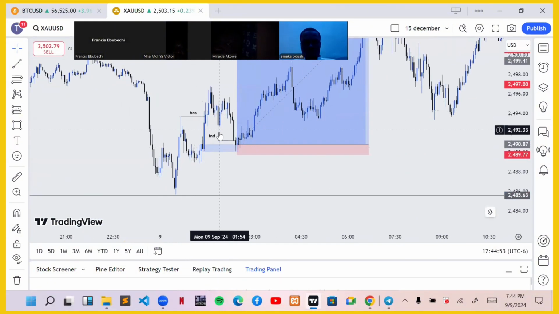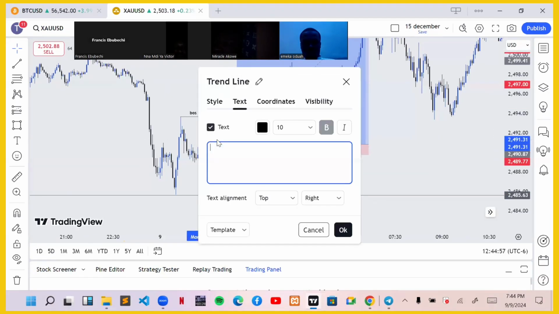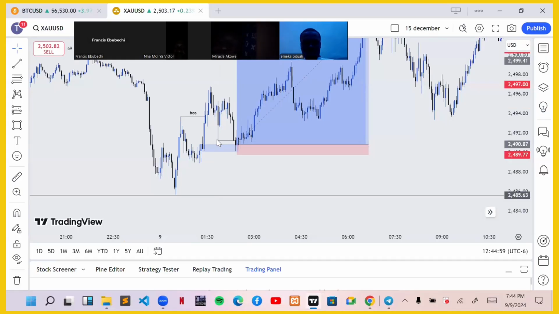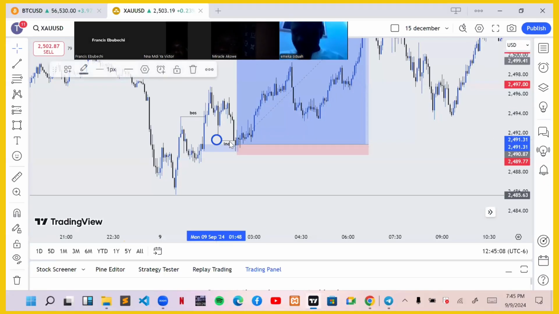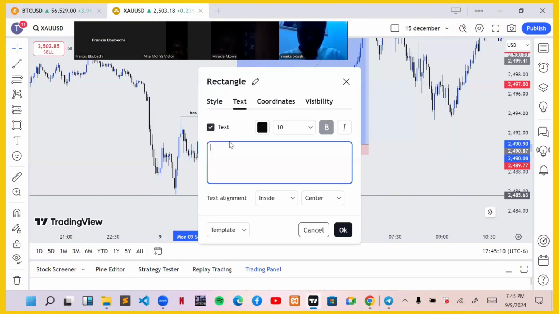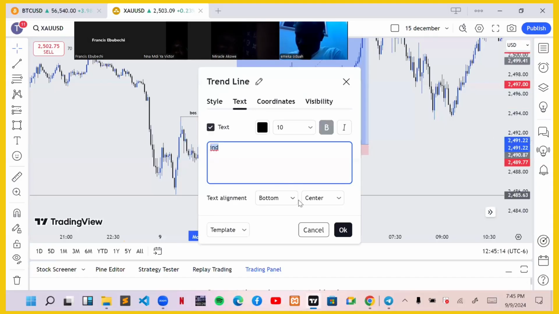After price broke structure, it made the inducement here. So I've marked out my break of structure. That is the market structure part of the strategy. I've marked out my inducement, which is the liquidity part of the strategy. Now I'm marking out my point of interest. That's the next thing for me to mark out. So I'm using my order block as my point of interest.